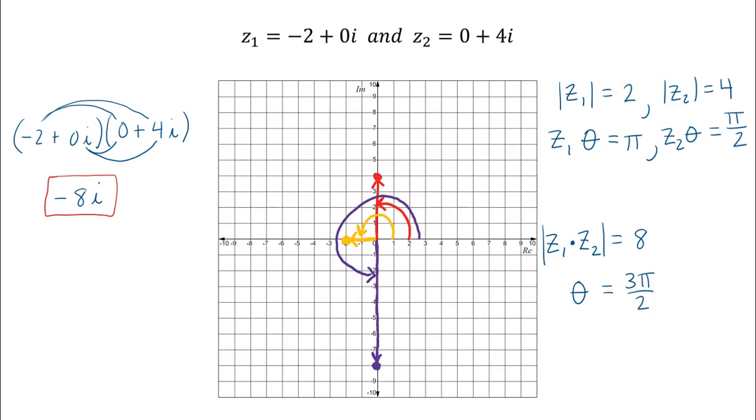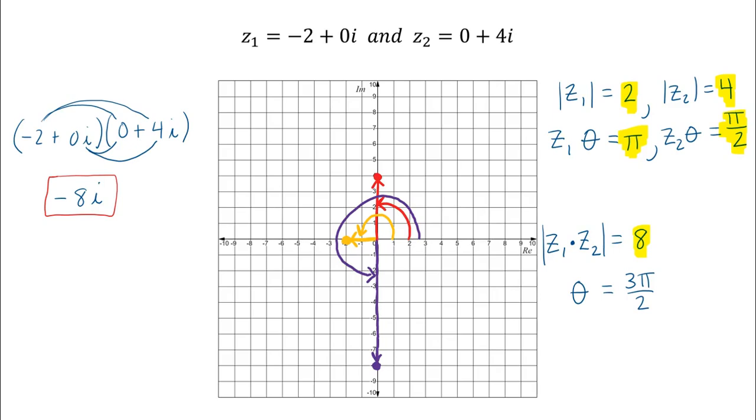Well, when I multiplied z1 times z2, the resulting modulus was 8. Notice that the modulus of z1 was 2 and z2 was 4. When I multiplied the two complex numbers, the modulus was 8. So when I multiply two complex numbers to get the resulting modulus, all I have to do is multiply the moduli. What do you notice about this angle and this angle?